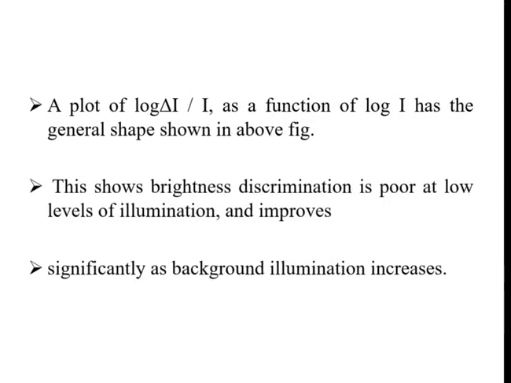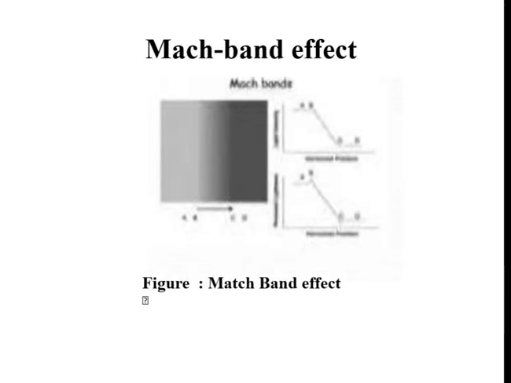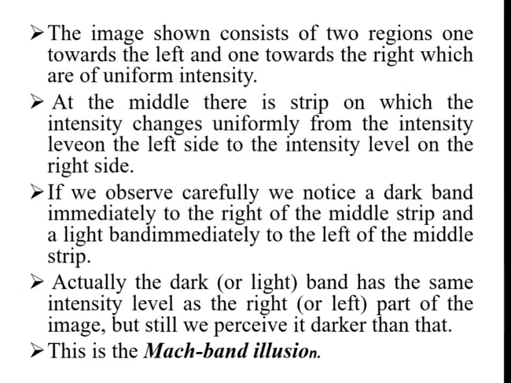The second phenomenon is called simultaneous contrast. We discuss them one by one. The next one is the Mach band effect. The figure shows the Mach band effect. The image shown consists of two regions, one towards the left and one towards the right, which are of uniform intensity. In the middle there is a strip on which the intensity changes uniformly from the intensity level on the left side to the intensity level on the right side.